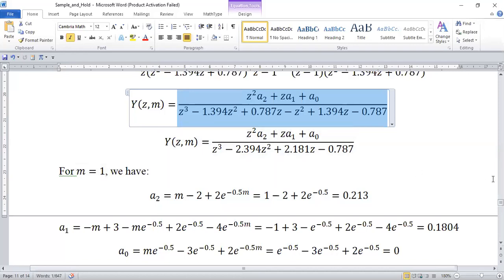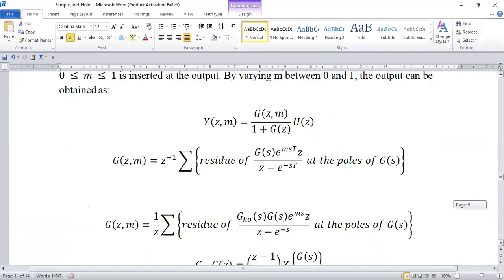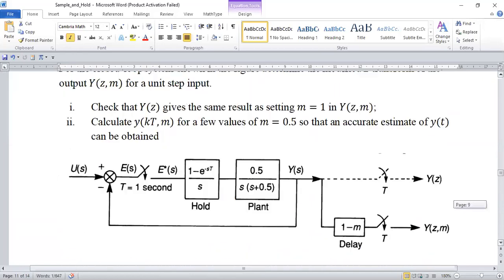So the first question, let me go to that question. The first question is to check that the normal Z transform gives the same result as the modified Z transform by setting m equal to 1. So we got Y(z, m), and we already got Y(z) in the last example we did. So we want to be sure that the normal Z transform equals the modified Z transform when m is equal to 1.